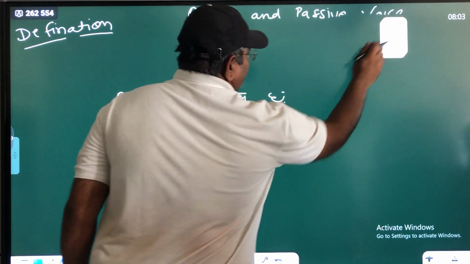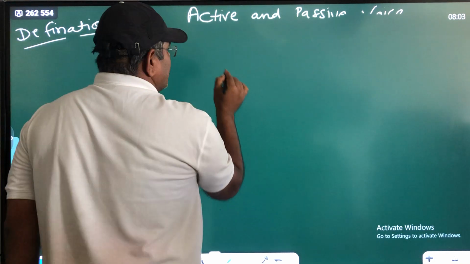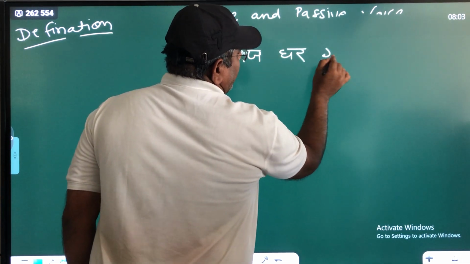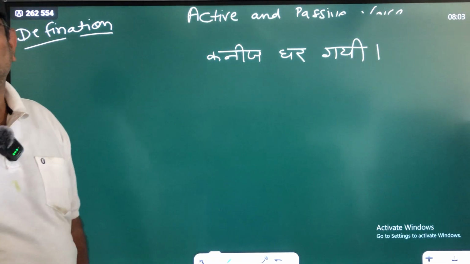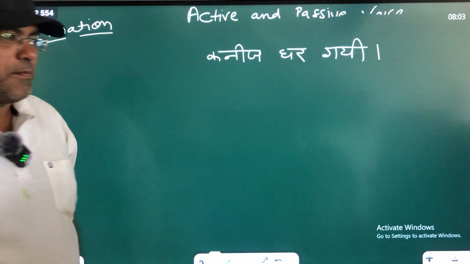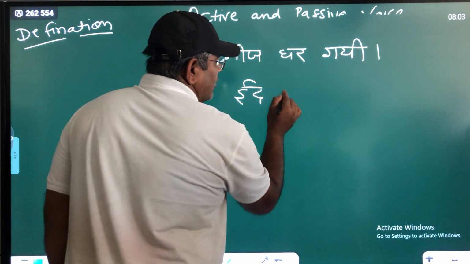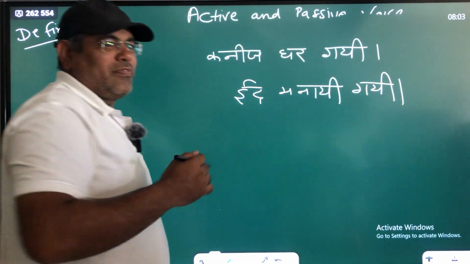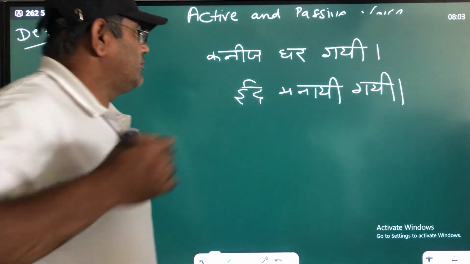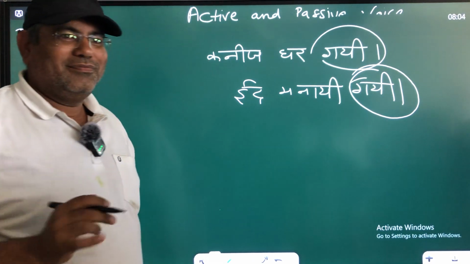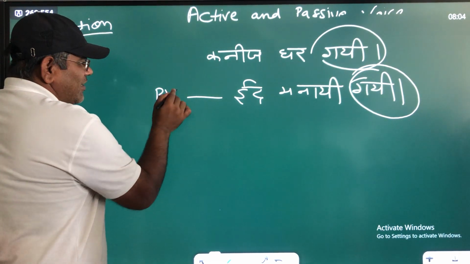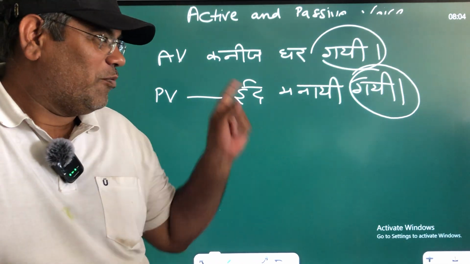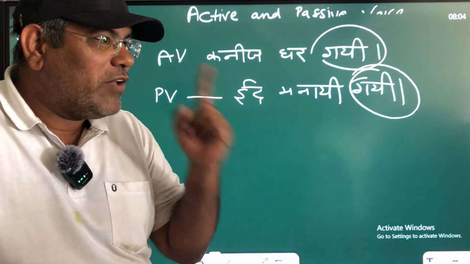For example, I say, कनीस घर गई. ईद मनाई गई. Okay? In both sentences, there is one common word. What? Gai. Here also and here also. This is the passive voice. This is the active voice. Why? Because now you have understood very easily with the trick. This is the trick.